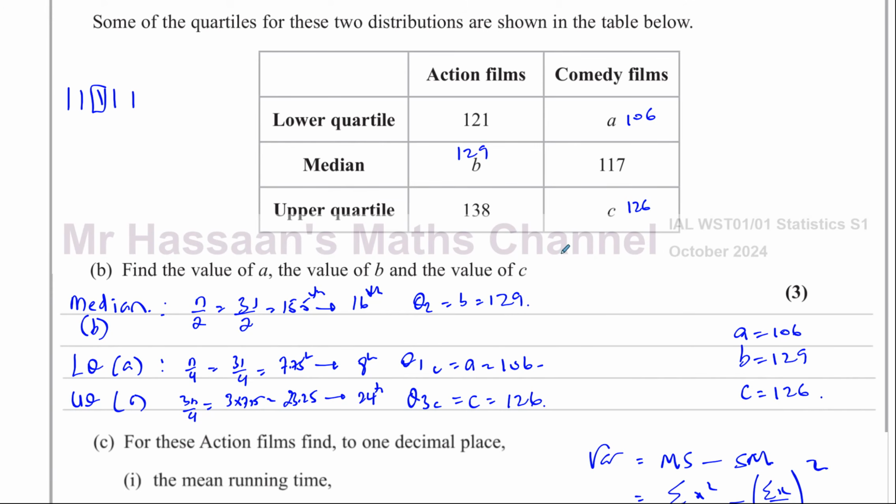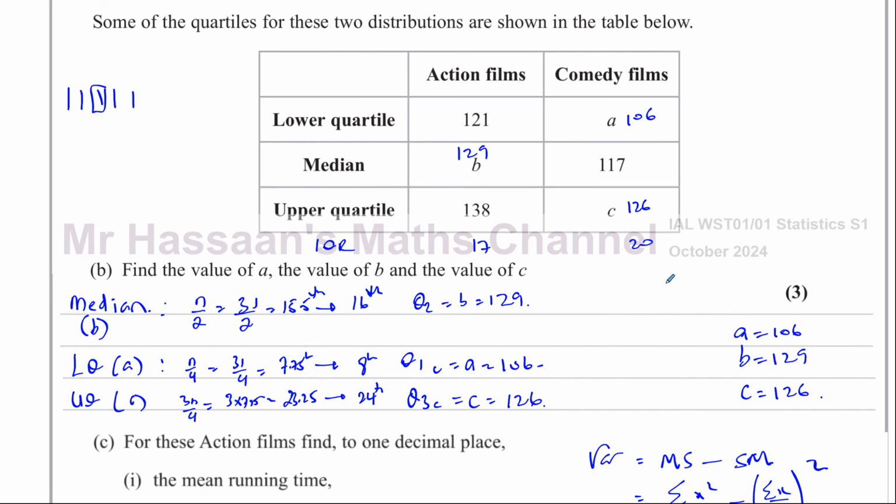We could also talk about the spread, the variation in the times of the action films compared to the comedy films, by working out the interquartile range. We could add another row here, interquartile range, upper quartile minus lower quartile. That's going to be 17 here and 20 here. So we could say that the comedy films are on average more varied in their running times, because the interquartile range is larger. We could choose any of those categories.